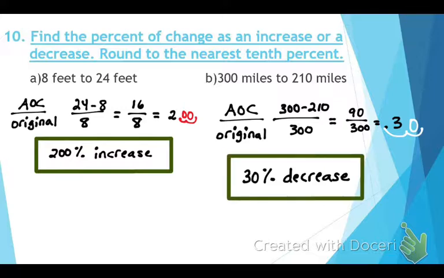Okay, how many of you would say you got problem B correct? All right, if you did not, are there any questions? Maybe it didn't make sense how we got that. All right, no questions. Let's go on to the next one.